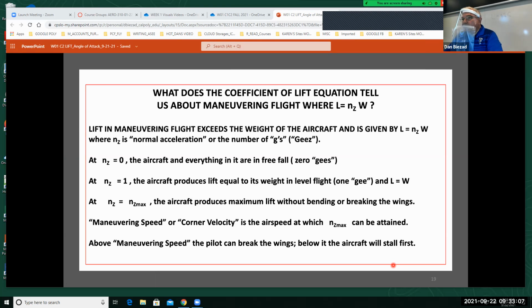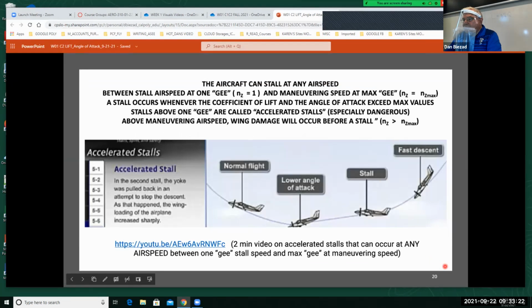But you have to be very careful pulling G's in the traffic pattern, because a lot of pilots, especially new pilots, think, "I'm above the stall speed, so I'm going to be fine." No, you're not. You're not fine. You can stall at any airspeed. That's called an accelerated stall.